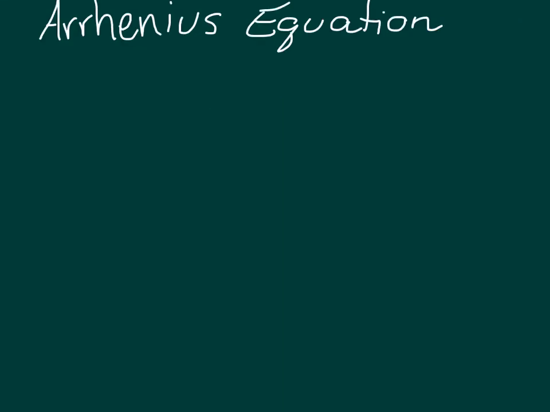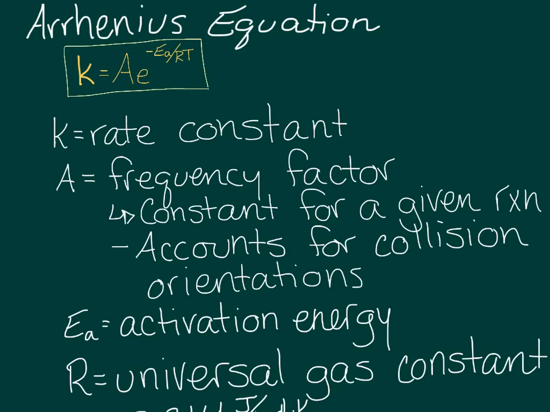And there is, of course, a mathematical relationship between the rate constant and the activation energy and temperature for a given reaction. And this is known as the Arrhenius Equation. The Arrhenius Equation says that k, the rate constant, is equal to A times e to the power of negative activation energy over R times T. So k is the rate constant.